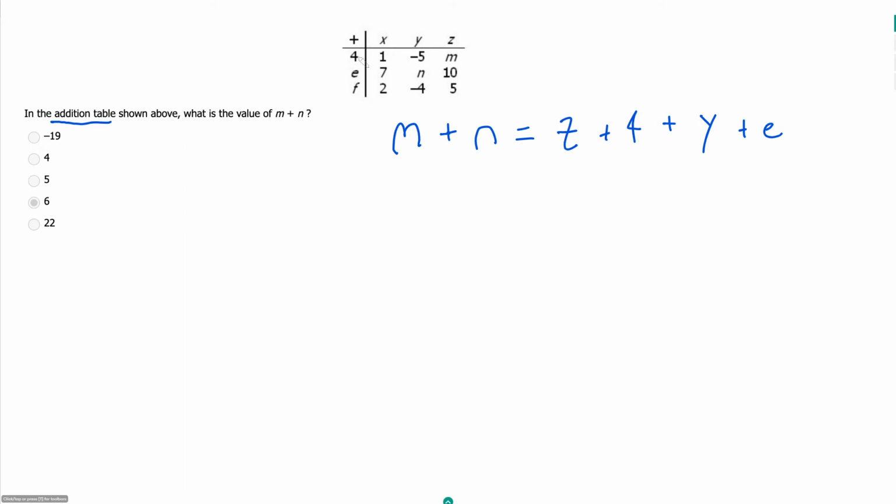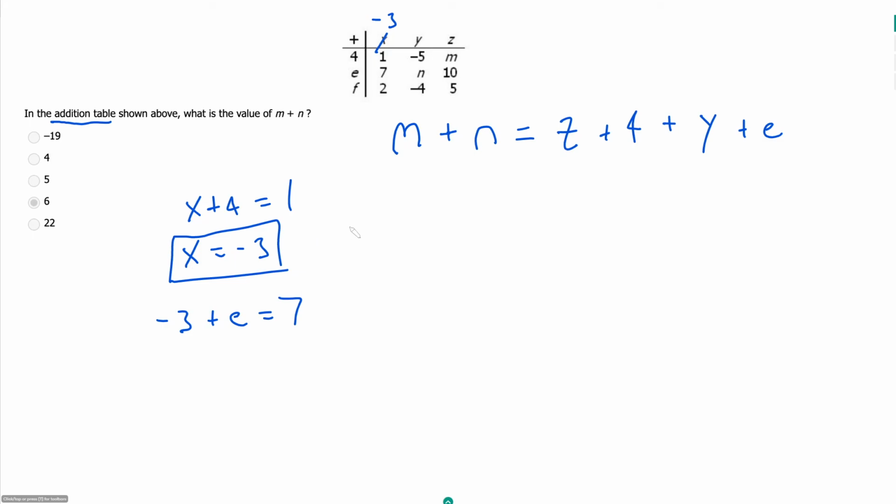So I can start by saying, well, I know x plus 4 is equal to 1, which means x must be equal to negative 3. And from that, I can say negative 3 plus e is equal to 7. And now I can solve for e, so e should be 10. And I can plug that directly into my equation, as well as the table.